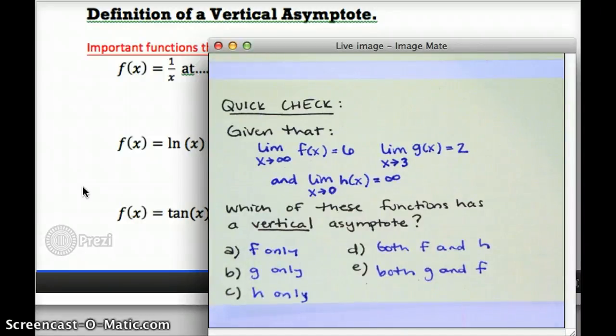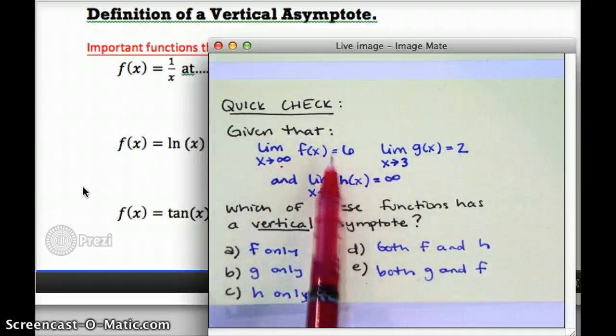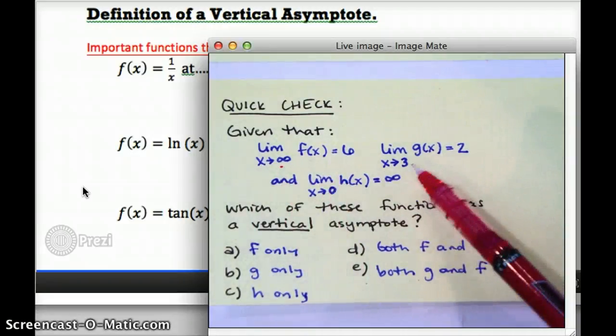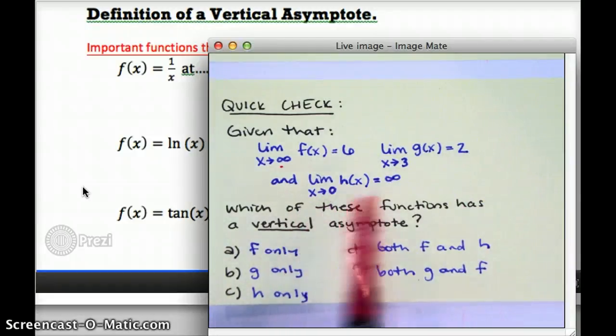Okay, this one might be a little trickier because you have to process the difference in the notations. What you probably just saw is that the answer is that only h has a vertical asymptote. Notice that these three limits basically represent the three different possibilities we've looked at so far. This one has x going to infinity and the limit equaling a number. This one has x going to a number and the limit equaling a number. And this one has x going to a number and equaling infinity. This is where it's essential that you can keep track of what's your input, what's your output.